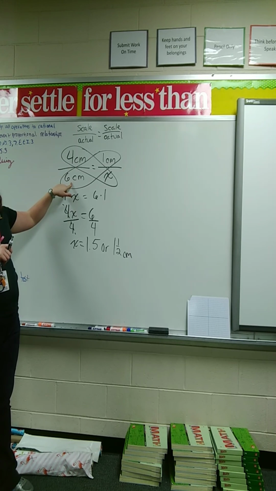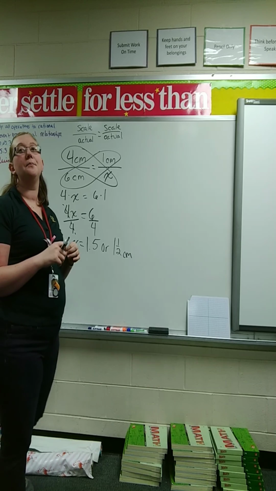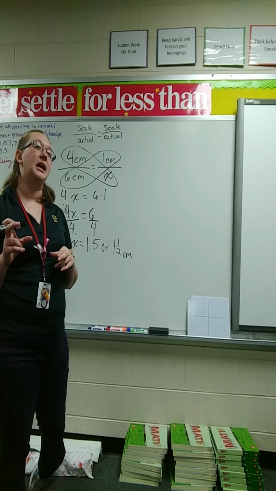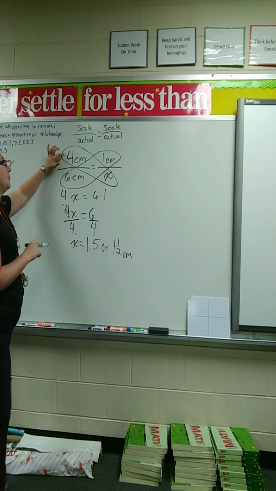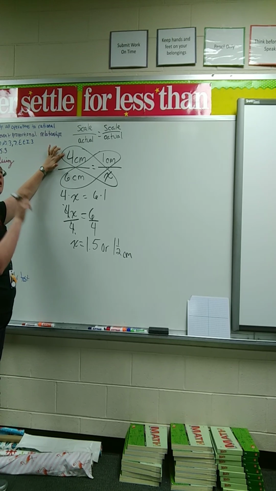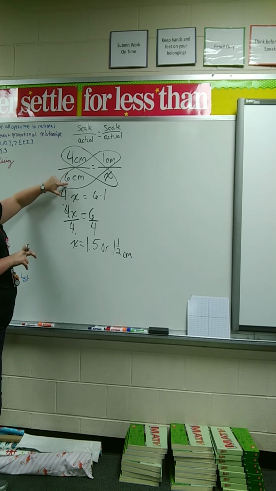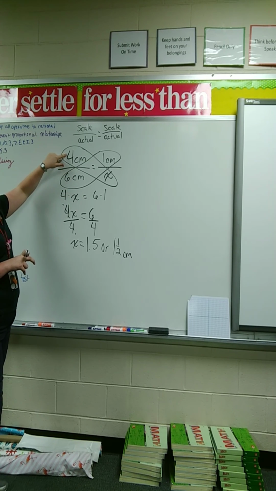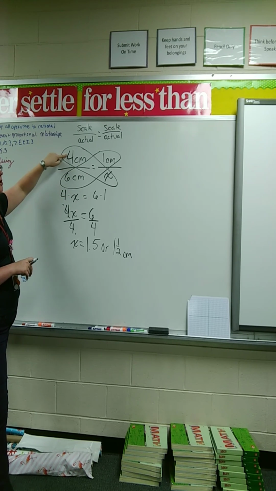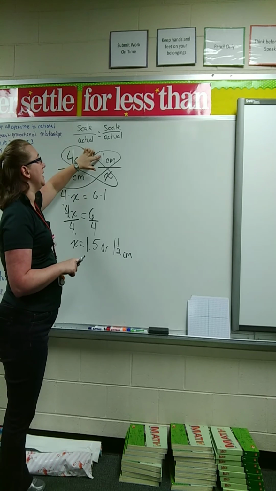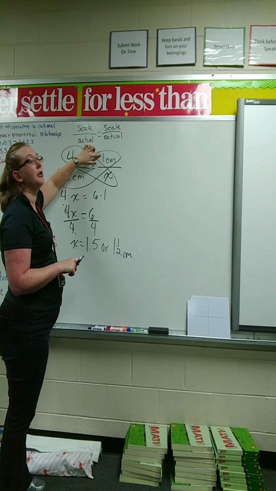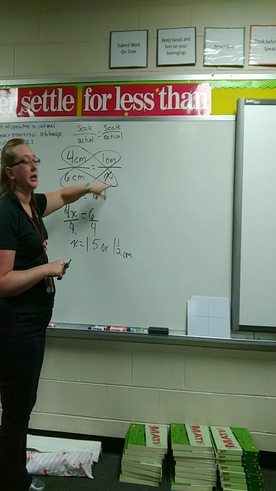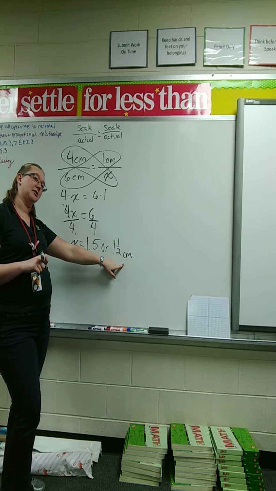Oh, the 6 there came from the problem. In the problem we were given that the wing of the dragonfly on the model was 4 centimeters, but the wing of the actual dragonfly was 6 centimeters. So that's my actual amount. This is my scale model quantity. I want to know what's the scale. So what is that relationship? If the scale is 1 centimeter, how much is it in reality? That answer is 1 1/2 centimeters.